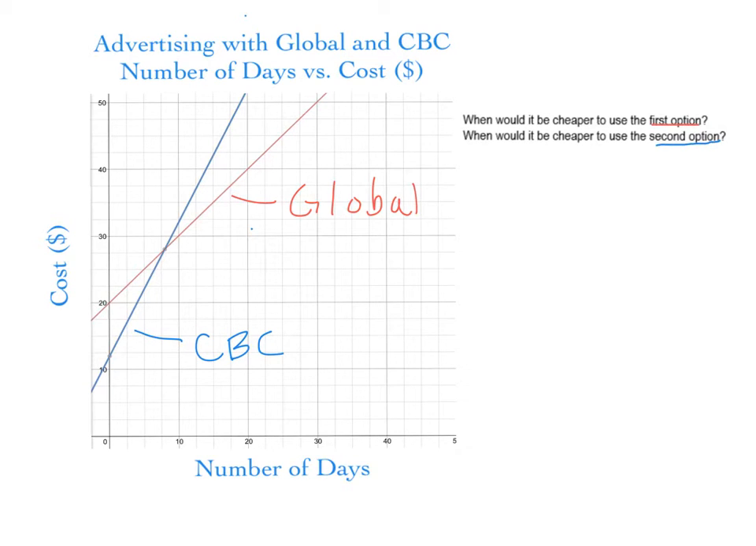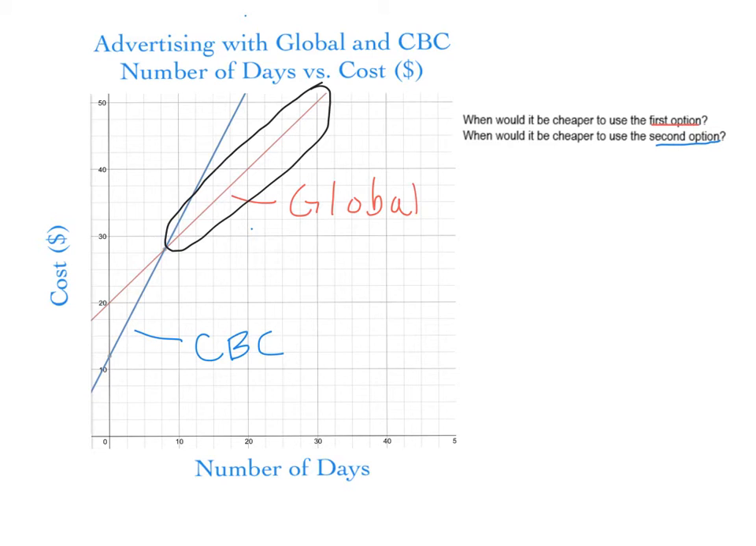And the answer to this question can be found in the graph by looking at when the values along the red line are lower than the values along the blue line. So when are global values, which is red, lower than the CBC values, which are blue. And so I can see on the graph, all this part of the red line is when global is cheaper.